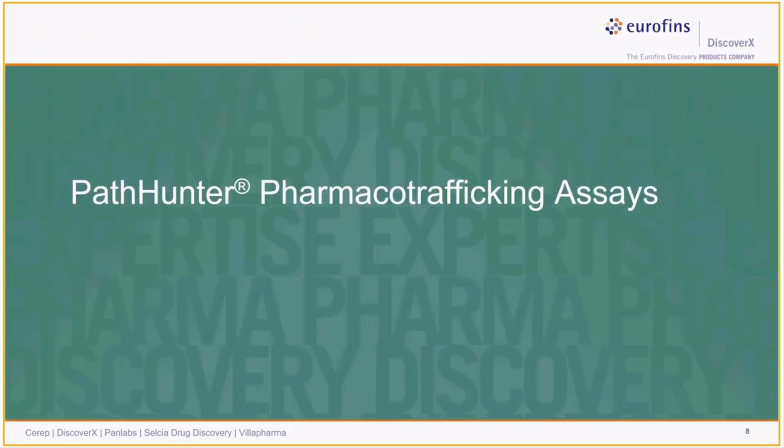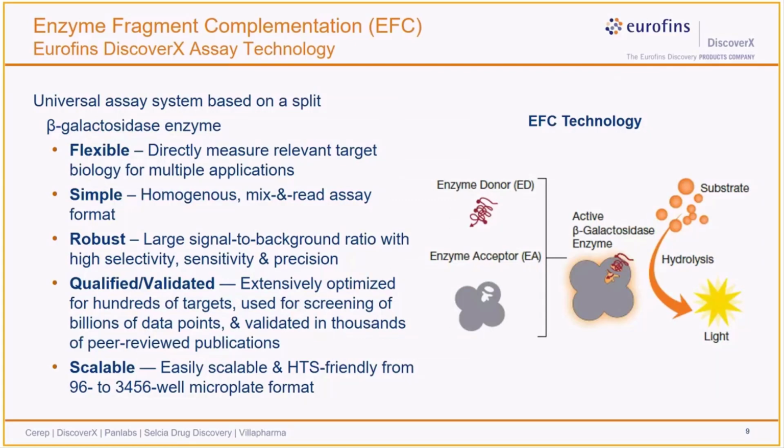They're called PathHunter Pharmacotrafficking Assays. The basis behind these assays, like most of the products that come from Eurofins DiscoverX, is our enzyme fragment complementation technology. If you look to the right side, you can see the basis of the technology, which is based on a beta-galactosidase enzyme. There's a really small fragment portion called the enzyme donor. In this specific assay, it's called ProLink, so you'll see the protein being labeled with PK sometimes. And there's a larger portion called the enzyme acceptor.